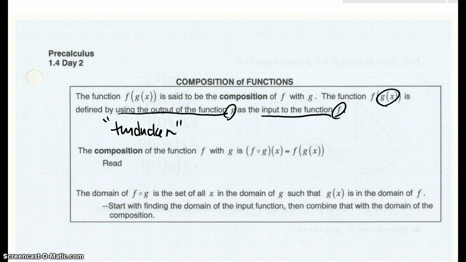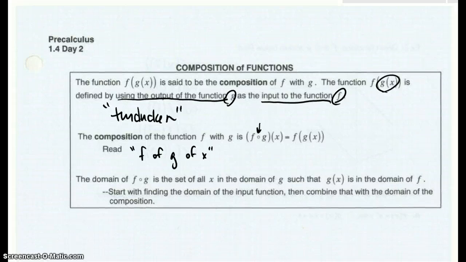So the composition of the function f with g has this symbolism. It's got that open circle there. That's how you know it's composition. It is not multiplication. And we would read this as f of g of x. Some people say f circle g of x. That's okay, but f of g of x. And then the domain we'll get to in a little bit.